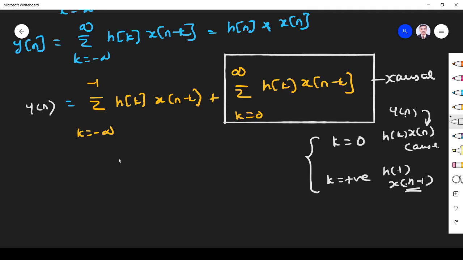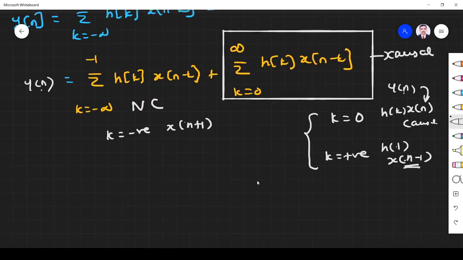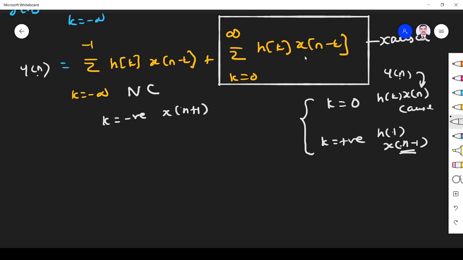So what about this one? When k is negative, k varies from minus 1 to minus infinity. For example, k is equal to minus 1, it will become x of n plus 1. So present output is a function of future input. Similarly, k equal to minus 2 will become x of n plus 2, minus 3 means x of n plus 3. So for any negative k, the system becomes non-causal. What is the topic we are dealing with? We are dealing with the causality of LTI system. For causality, only the second summation should come. This summation should be absent.